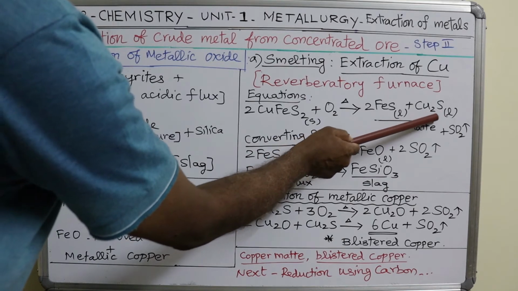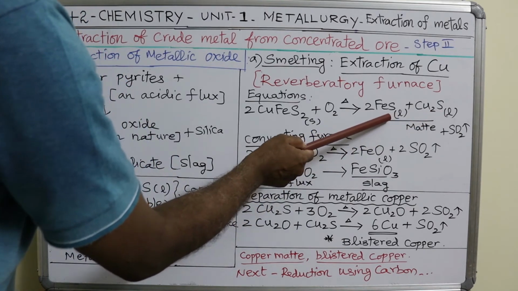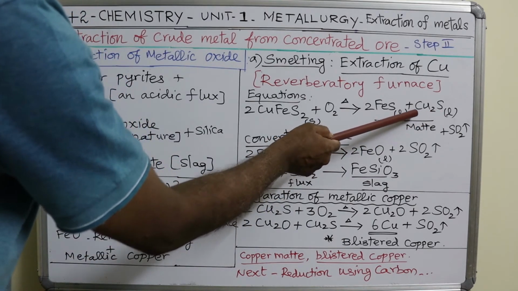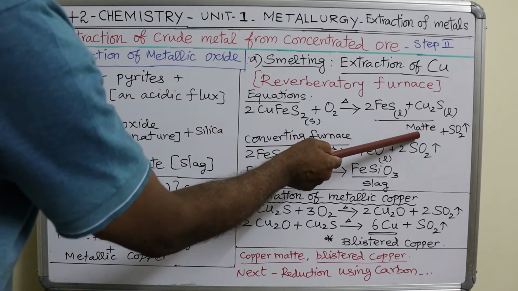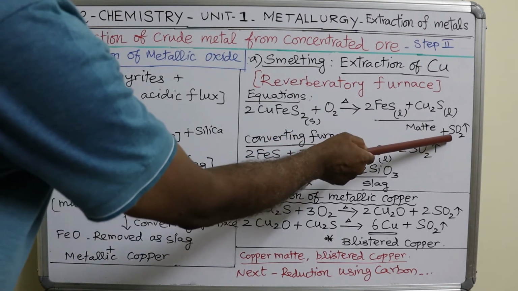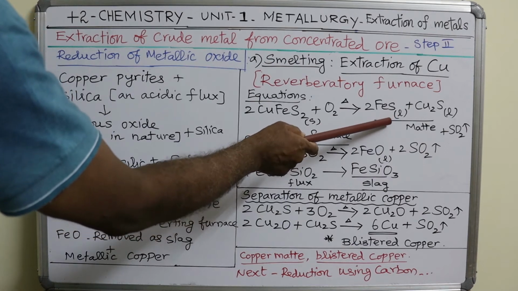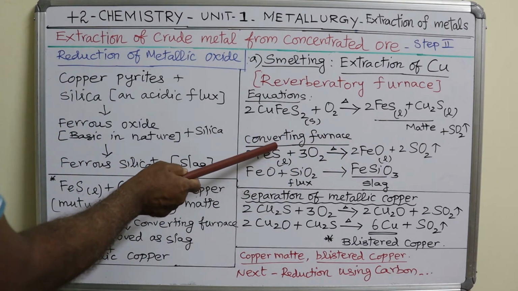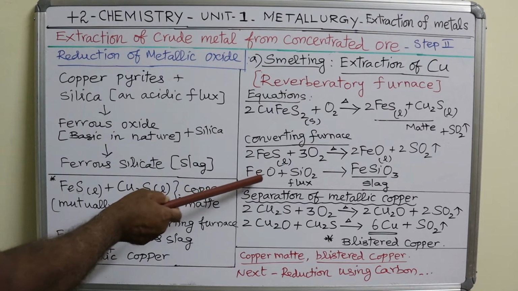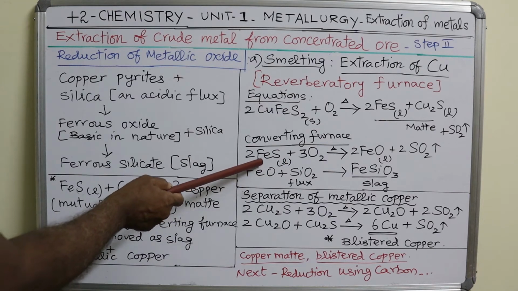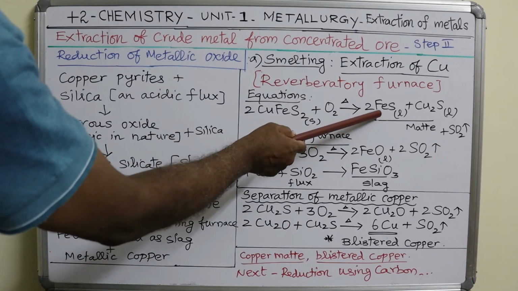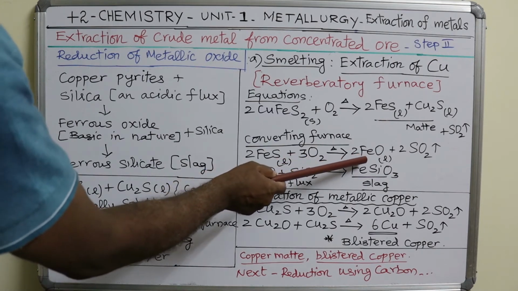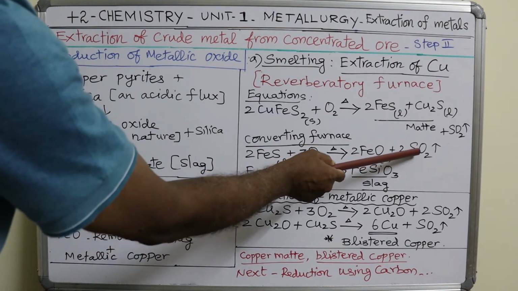FeS and Cu2S, both are in liquid form. They mutually dissolve in each other and form a matte, which is called copper matte, and sulfur dioxide is evolved. This copper matte is removed separately and added into the converting furnace. In the converting furnace, the ferrous sulphide present in the copper matte is oxidized into ferrous oxide again, and sulfur dioxide is removed.